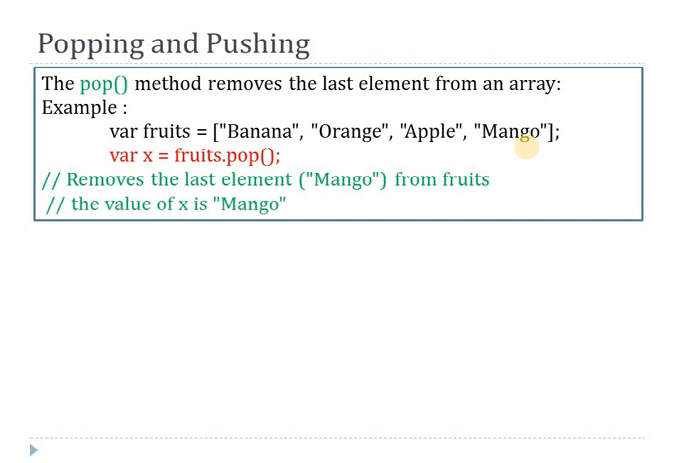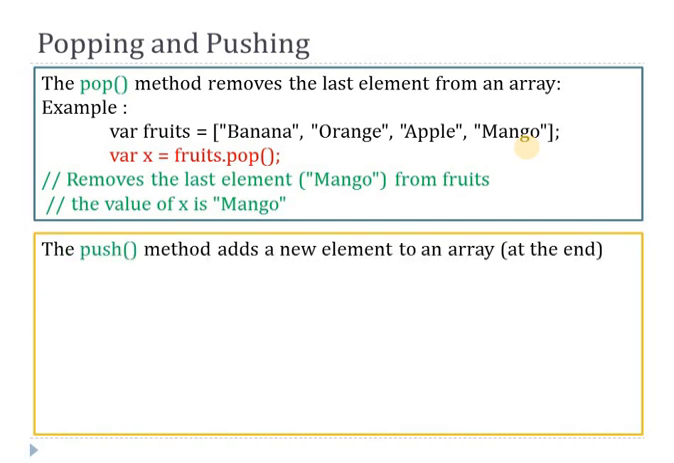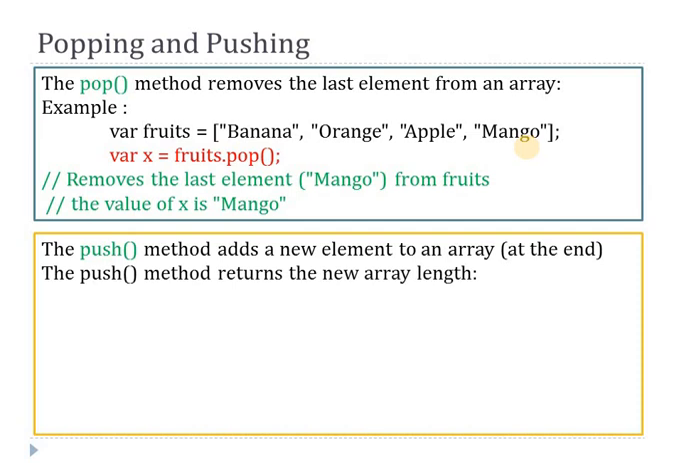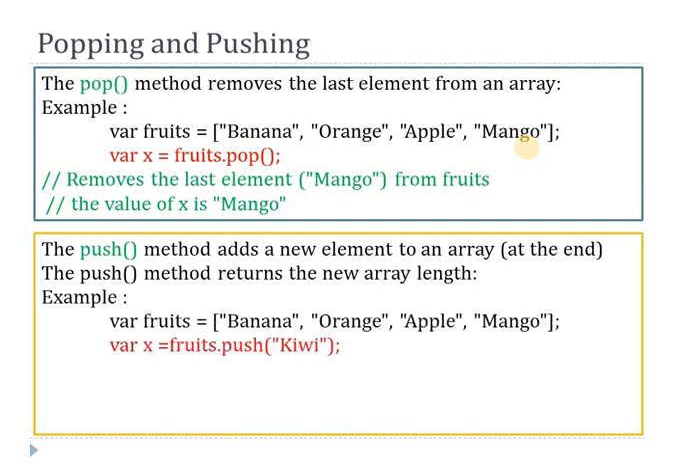That means whatever element is removed from the array will be returned in variable x. After that, let's see the push method, which is used to add a new element to an array at the end. This method returns the new array length. For example, there is one fruits array, and if you call fruits.push and pass the string kiwi as an argument, this element will be added to your banana, orange, apple, and mango, and this function will return the new array length.